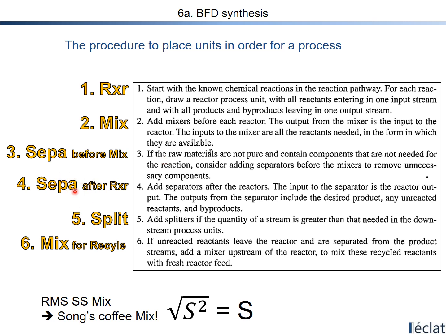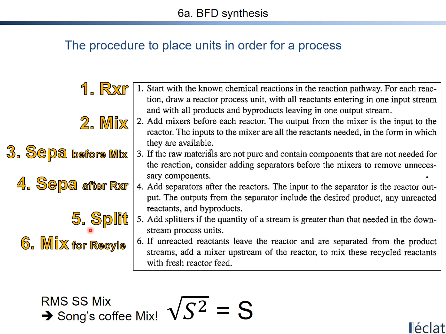The fourth one is another separator after the reactor. Reactors usually have a single output stream, sometimes multiple output streams, and in the output streams you would have, of course, the desired product plus unreacted reactant plus byproduct. We need to separate your desired product from the others, including side products plus reactant. So you need to have a separator after the reactor.